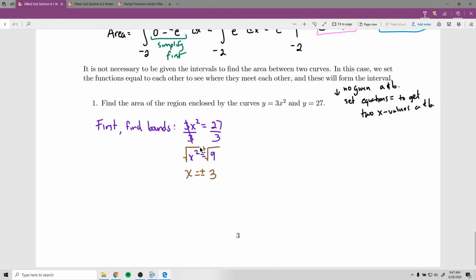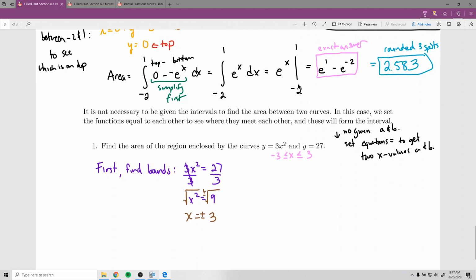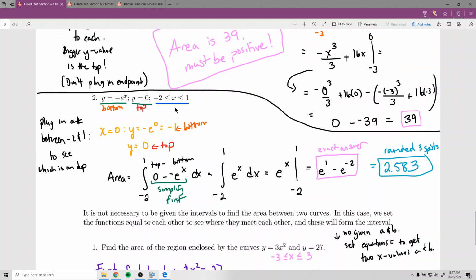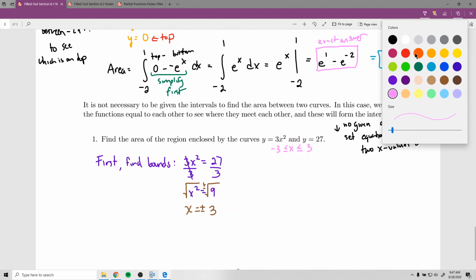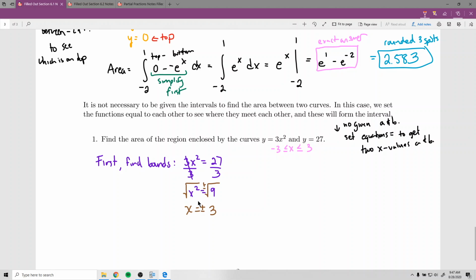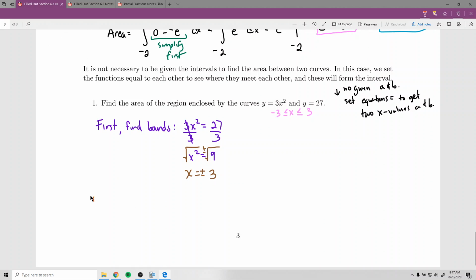All right, so we figured out the bounds. It's from -3 to 3. If you want to write it like this, you can, like the other ones, if you want to fill it out like that. So we kind of filled that part out ourselves. But when you're not given this, you have to figure it out. This is the only way to figure it out. Right? Then we'll figure out which one's on top.